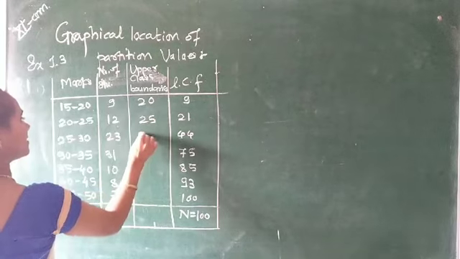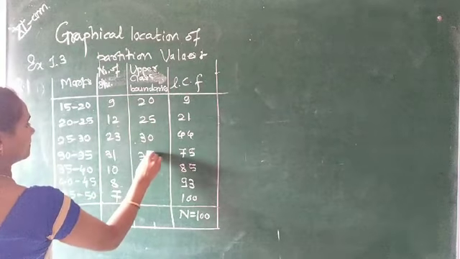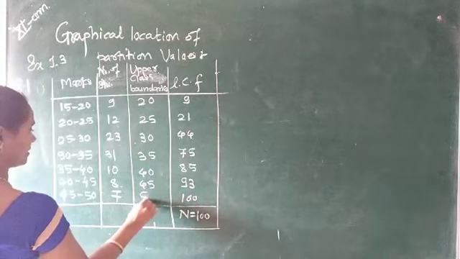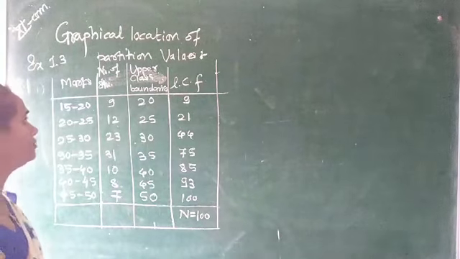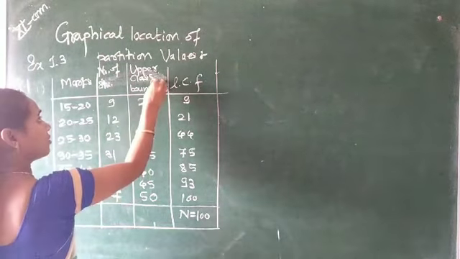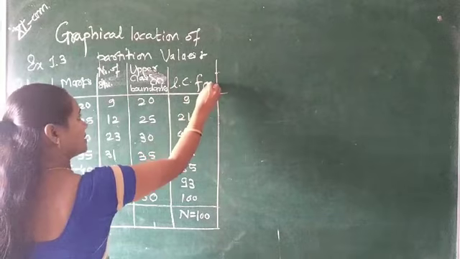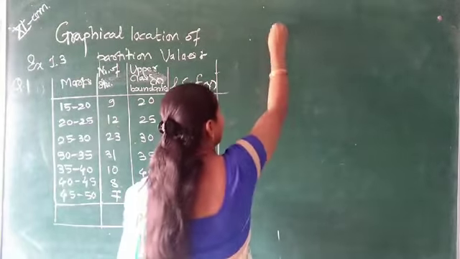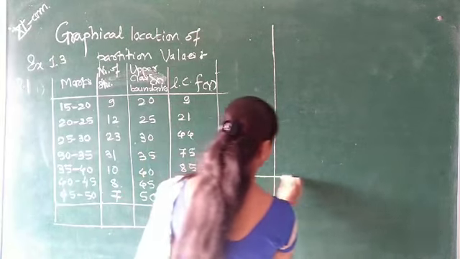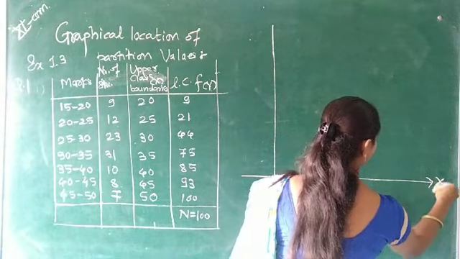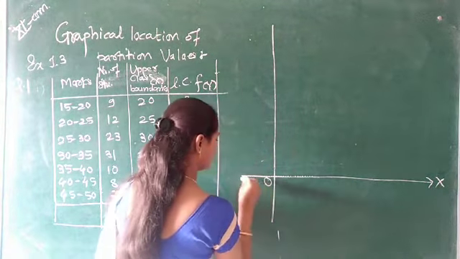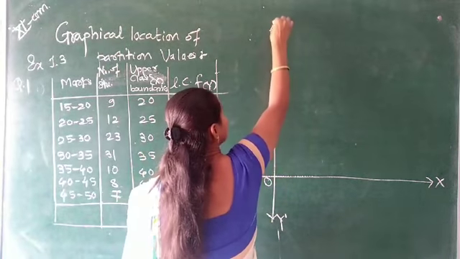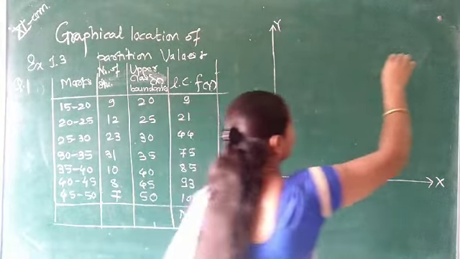Next 25, 30, 35, 40, 45 and it is 50. Now these points we take on the x axis and LCF is taken on the y axis. So first we take the x axis and y axis. Here origin, that is 0, this is y dash and this is y. First write the scale.